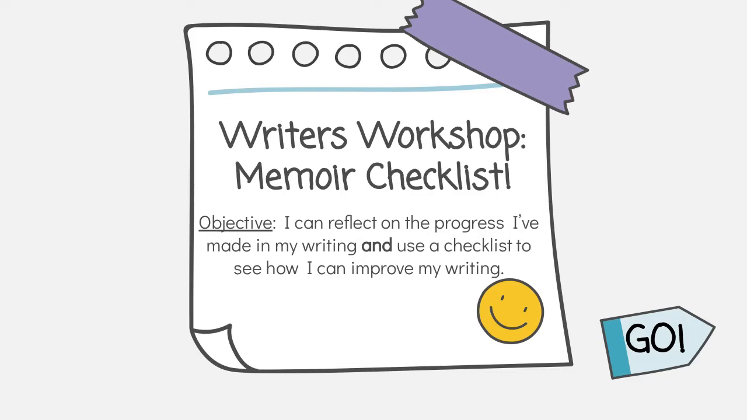Something I really want to remind us of is that as we're working on our writing, our ultimate goal is to always become better writers. And one way we can do this is by using a checklist. So our objective for this lesson today is I can reflect on the progress I've made in my writing and use a checklist to see how I can improve my writing.